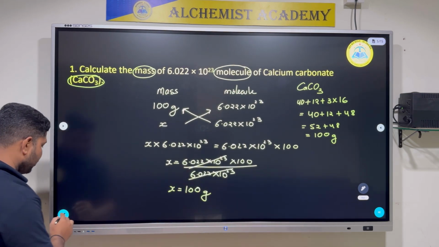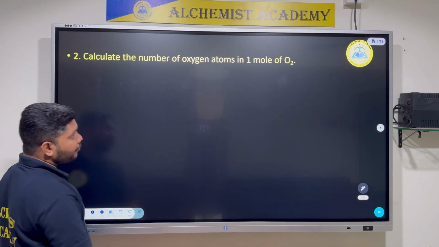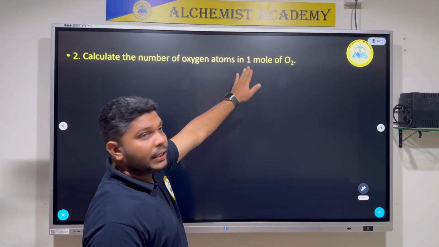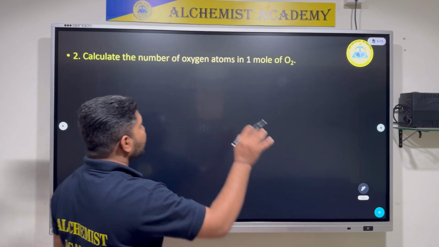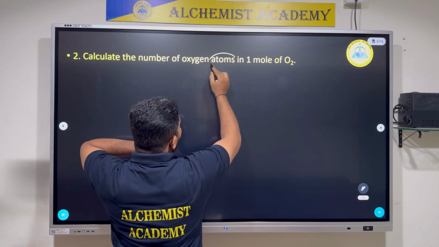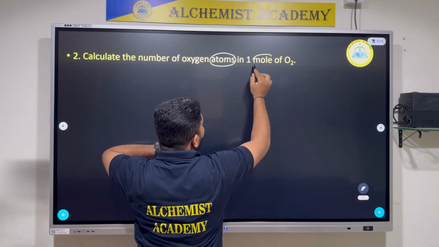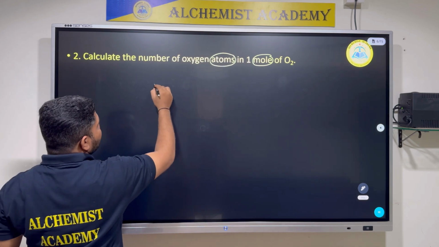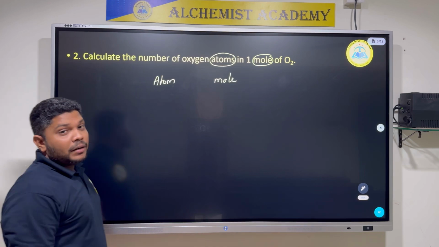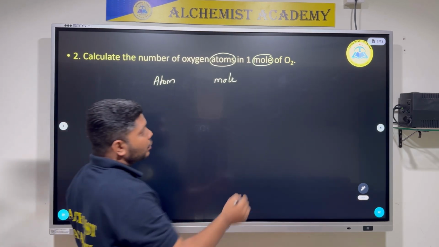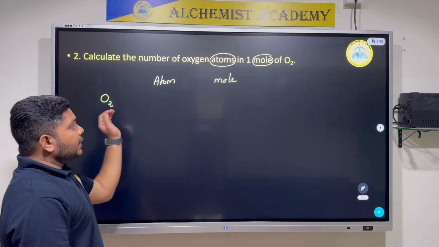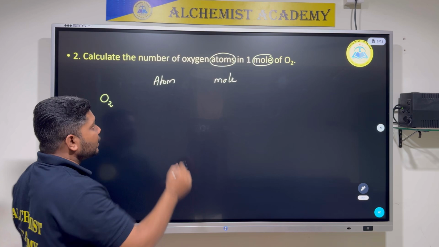Okay. So now we will move to the next problem of ours, which depicts calculate the number of oxygen atoms in 1 mole of O2. Same thing, identify the two relations here. Calculate the number of oxygen atoms in 1 mole. So it is the relation between what we are talking about? The relation between an atom and a mole, right? Atom and a mole. So who is the element or molecule they have given? They have given you O2. That is the oxygen. So we will write the standard now.